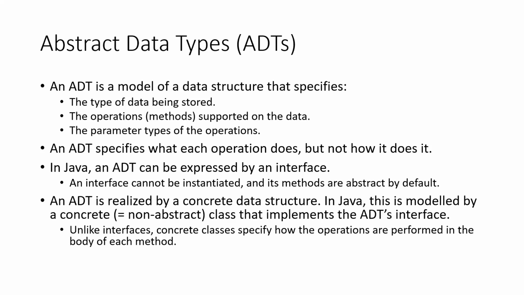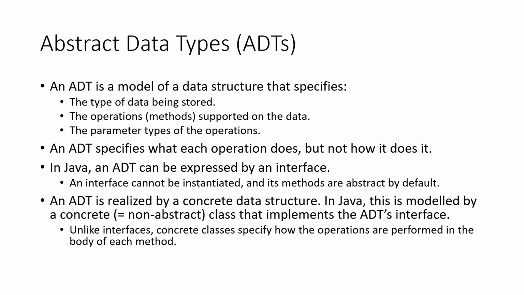Okay, and now if we just have an ADT, that's not really enough, because we cannot create an object of an interface, right? We cannot instantiate an interface, and so we couldn't really use any data structure if all we had was an interface. So we say that an ADT is realized by a concrete data structure. In Java, this is modeled by a concrete class that implements the ADT's interface. Concrete means non-abstract. So we have a non-abstract class that implements the ADT's interface, and that is a realization of the ADT. Or you can also say it is an implementation of the ADT.